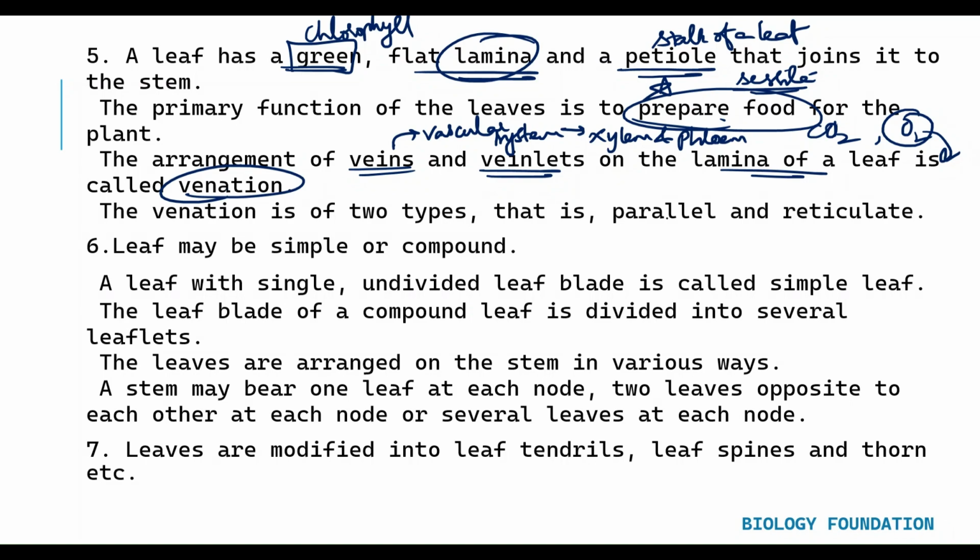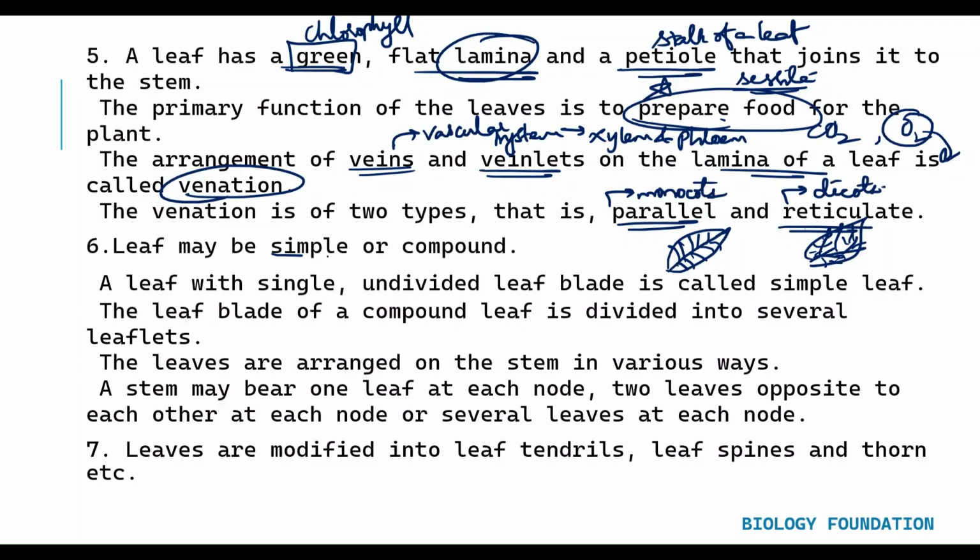The arrangement of veins and veinlets on the lamina of the leaf is called venation. There are two types of venation, parallel venation and reticulate venation. In parallel venation, you can see that the veins run parallel. Okay. Whereas in reticulate venation, there is a network of veins, and these veins again divide into veinlets. Reticulate means a net-like structure is formed. Parallel venation is seen most commonly in monocots, while reticulate venation is observed in dicots.